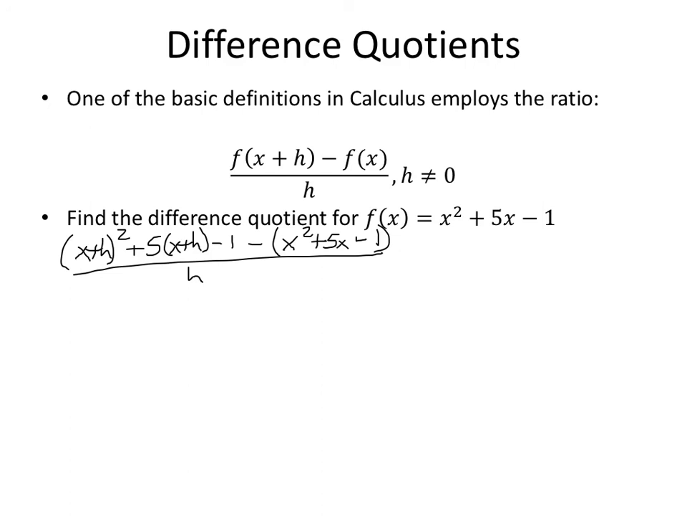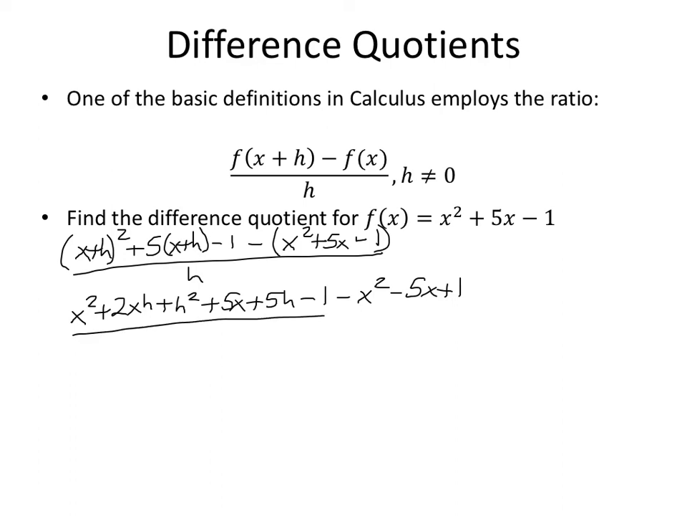So, using my perfect square trinomial shortcut, I'm going to multiply this out as x squared plus 2xh plus h squared. Distributing my 5, I will have plus 5x plus 5h minus 1 minus an x squared minus 5x plus 1, all over h. Now, you're probably going to need to stop this video and catch up. That's fine.